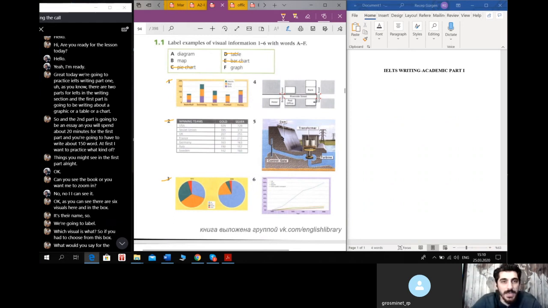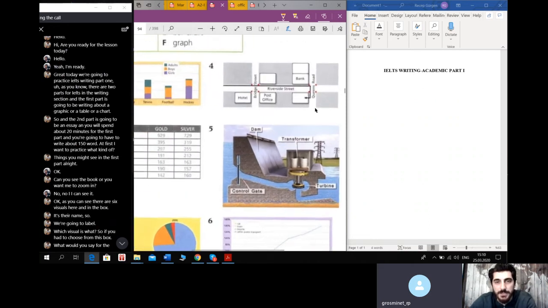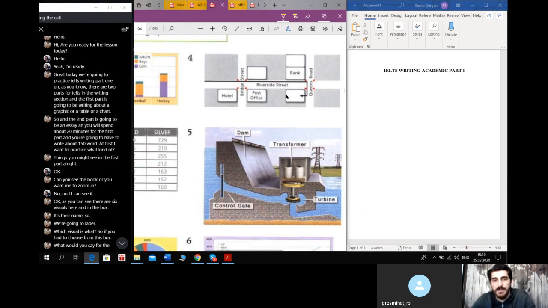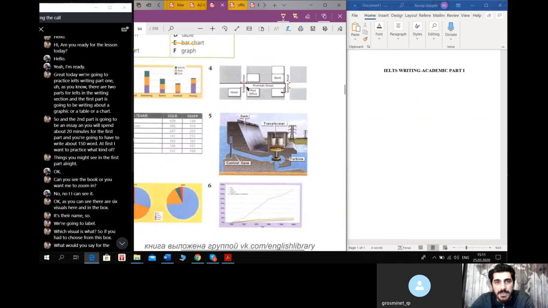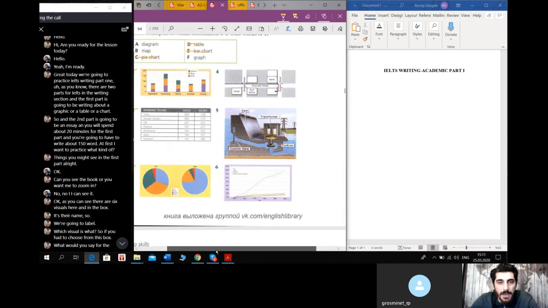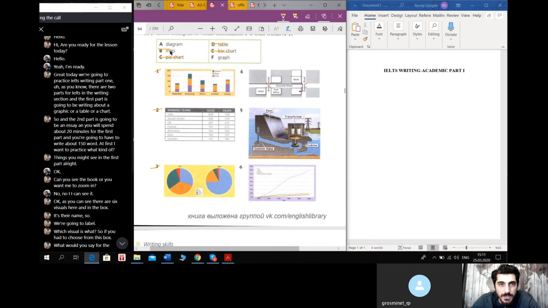Okay, what would you say 4 is? I think 4 is a map. Yes, it's a map. It's very obvious. If you want to go somewhere, you look at a map, and as you can see, here are some street names and some places names. So we can easily say that this is a map. Very good. So we're going to say map. And the fifth one, what would you say a fifth one is? I think it is a diagram. It's a diagram. Very good.